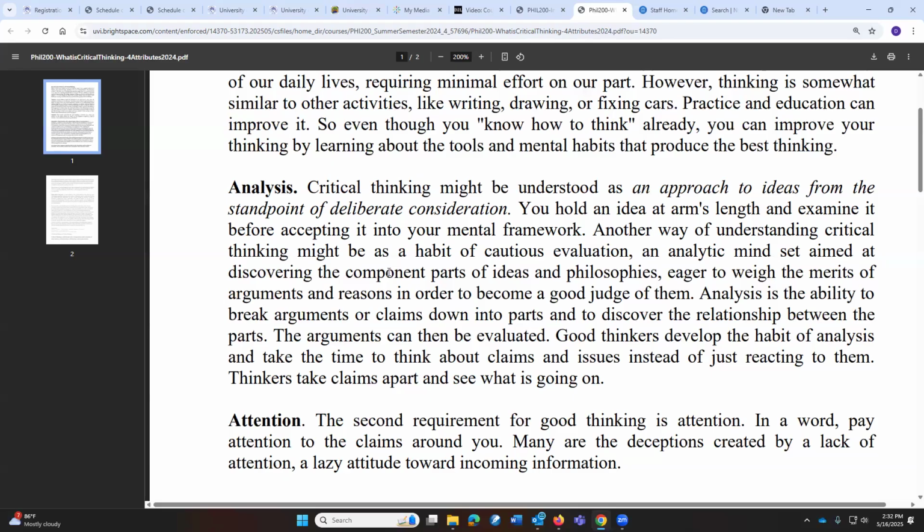Critical thinking can sometimes be seen as a habit of cautious evaluation. So we have a mindset that uses analysis aimed at discovering the component parts of ideas and concepts. We're going to see what it is that makes this what it is. What are the pieces that come together to make this thing the thing that I'm looking at? Analysis is the ability to break arguments or claims down into parts to discover the relationships between those parts.